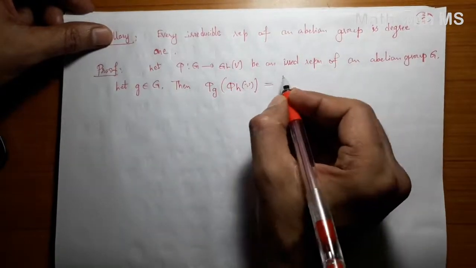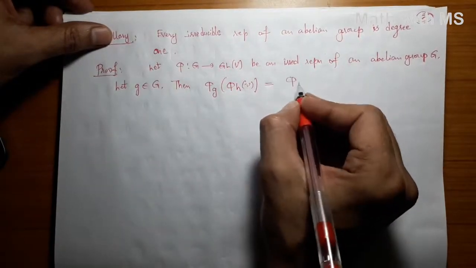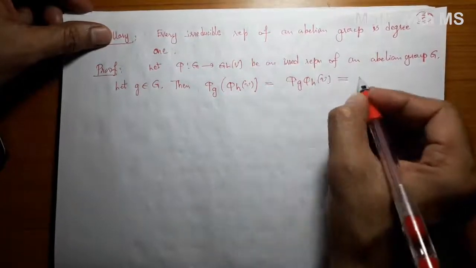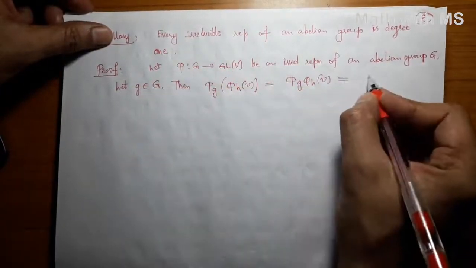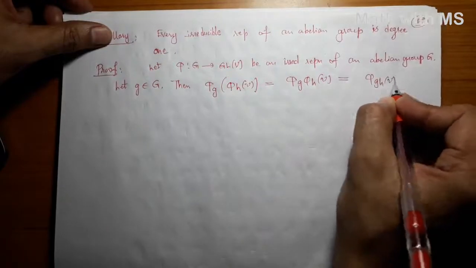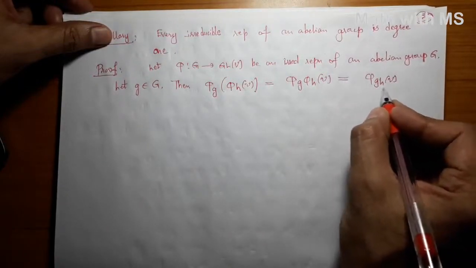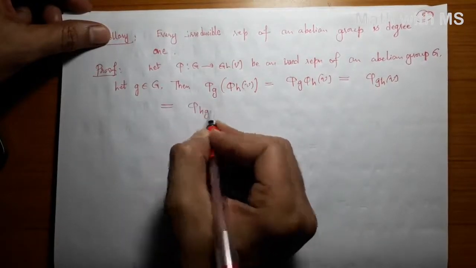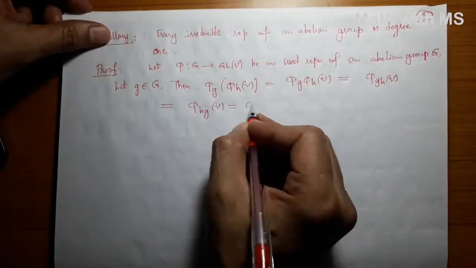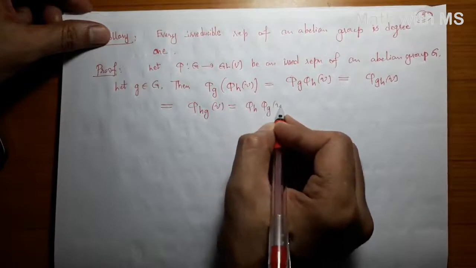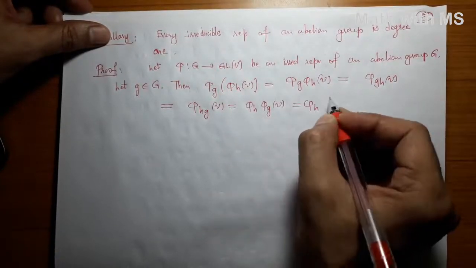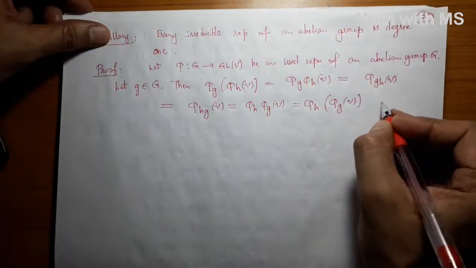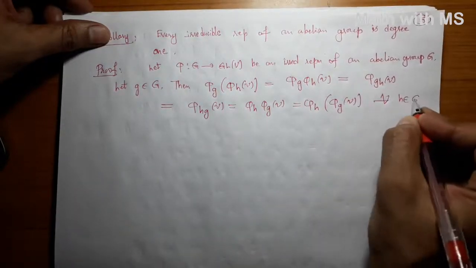It is the same as what? This is the same as phi of g, phi of h acting on v, because it's an action, and phi is a homomorphism, right? So it is the same as phi of gh acting on v. And now here use the fact that your group is abelian, so this is the same as phi of hg acting on v, but that is the same as phi h into phi g acting on v. That is the same as phi h acting on phi g of v. And this happens for every h in the group G.